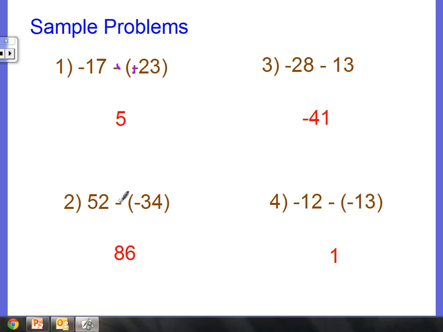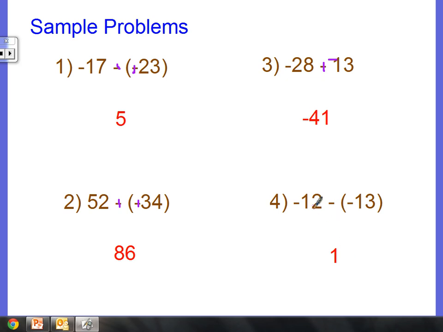For number 2, 52 plus positive 34, we would just simply add them together and we get positive 86. Number 3, we get negative 28 minus 13. We're going to change that to plus negative 13, so we're combining 2 negatives together. We add them together. 28 plus 13 is 41. They're both negative, so it is negative 41.